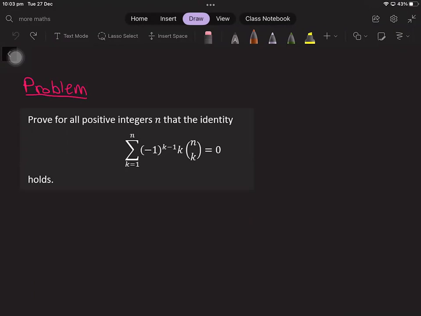If you like, you can pause the video and have a go at the problem yourself before we have a look at the solution. Okay, let's have a look at the solution.